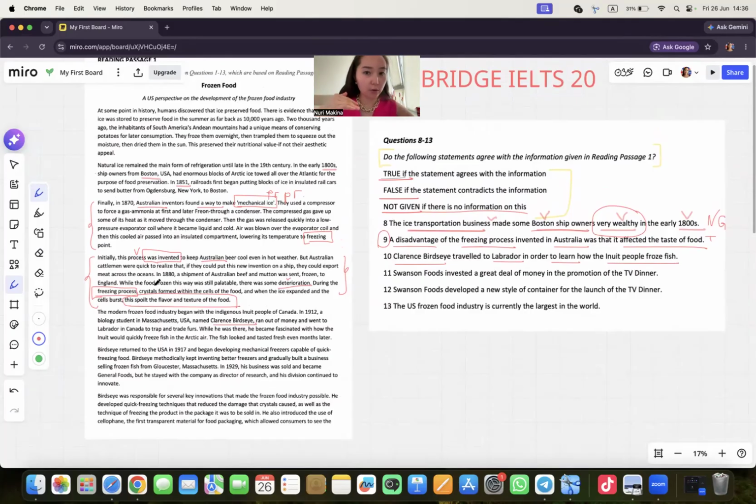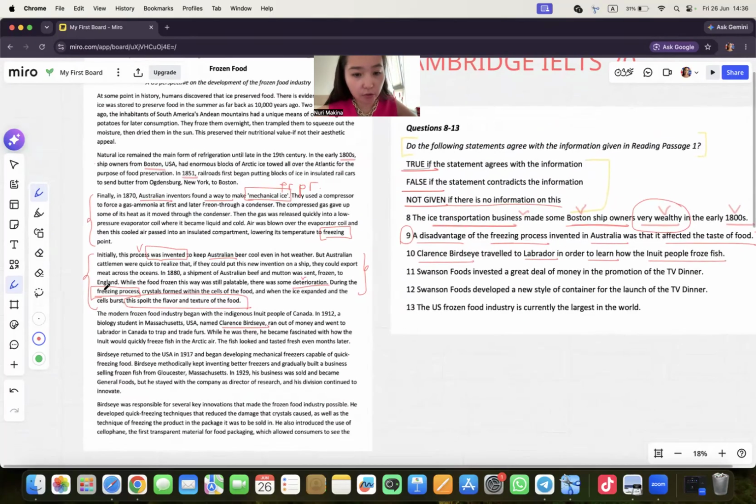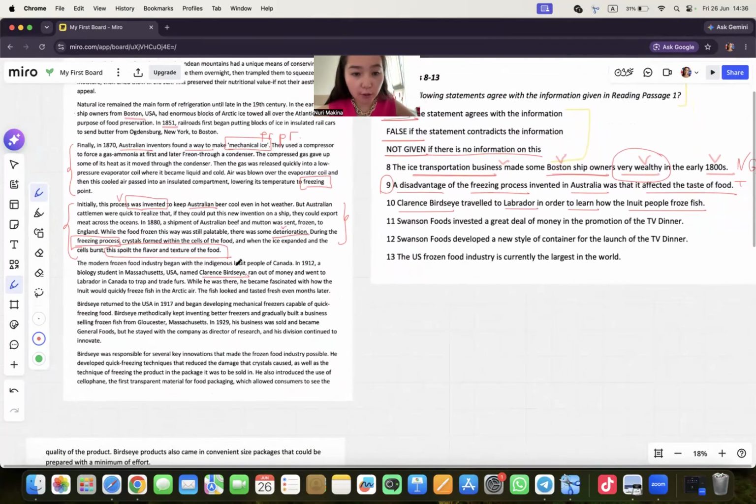We're going down because we're moving on, because the answers come in order. So now we are going to look for the answer in this paragraph. So let's try. And we also have the words Inuit people. Okay, so let's read this paragraph.